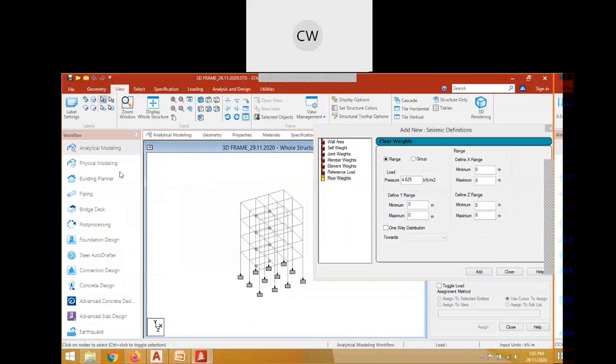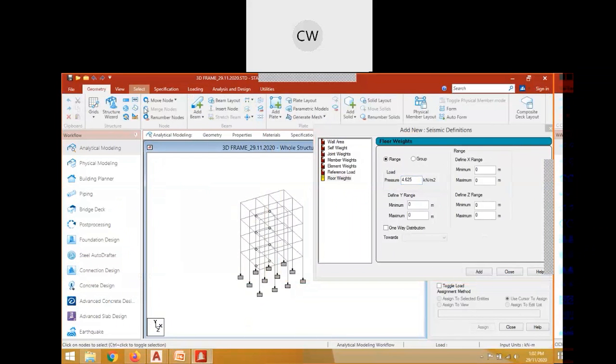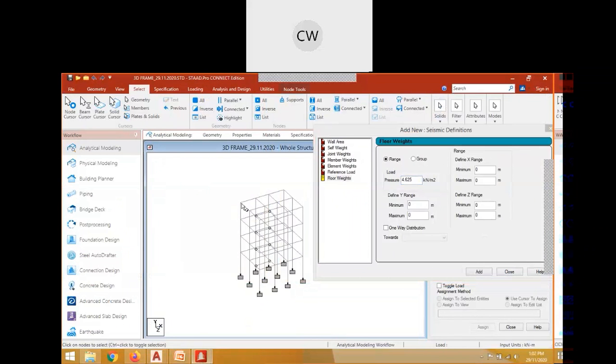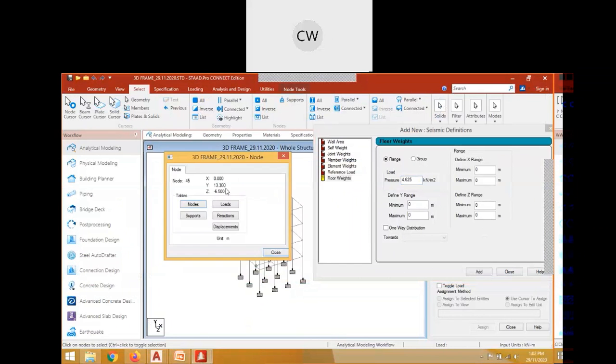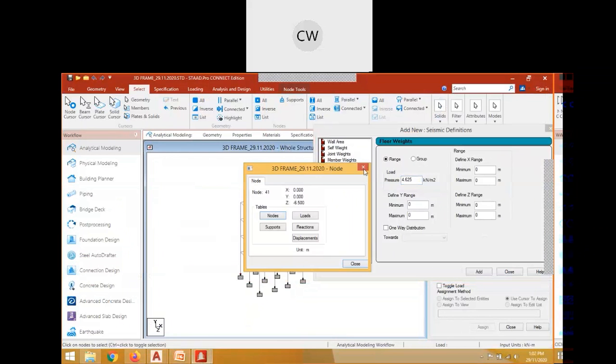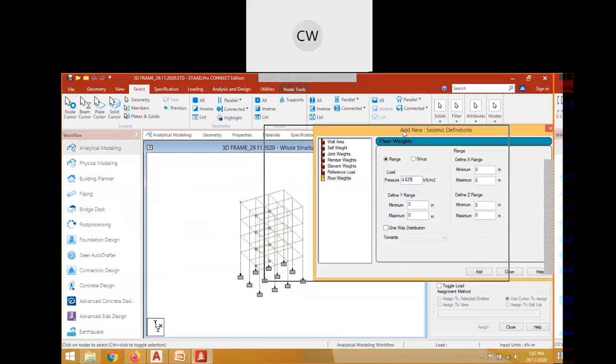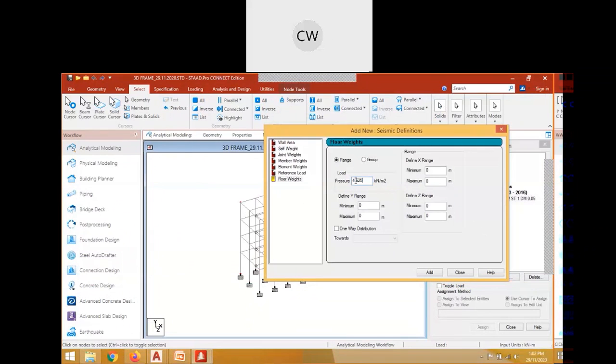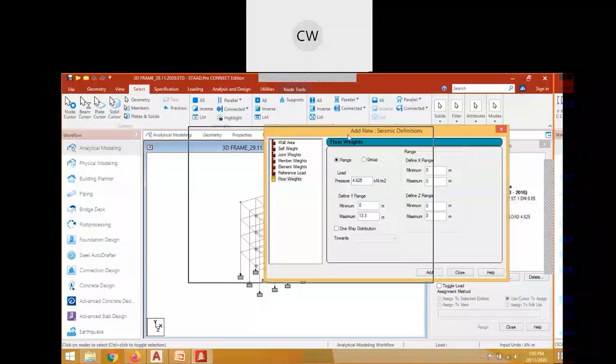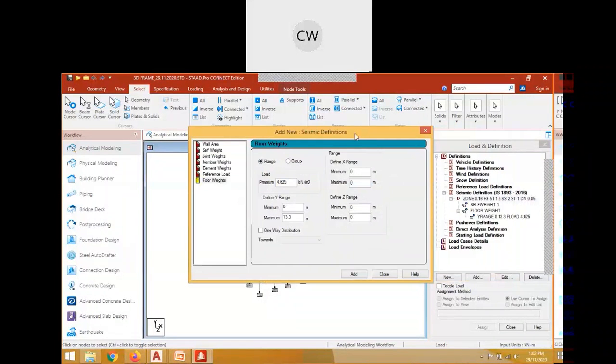So what I will do is select this node and check the coordinate of this particular node. The Y coordinate is 13.3 meter, and here it is 0. So from 0 to 13.3, you can generate this load. All levels will be having a load equal to 4.625. So just keep minimum as 0 and maximum as 13.3, and say add. Now this floor load, that is the dead load, is added to the seismic weight.